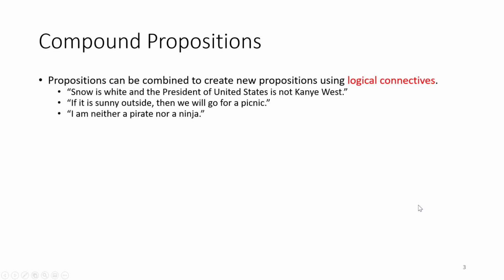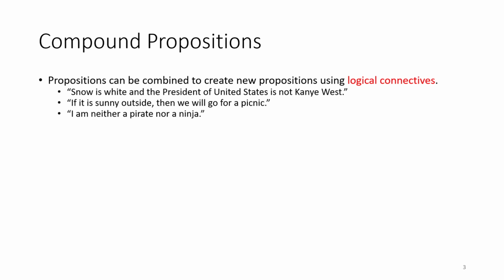All right, here we can now explore these connectives in a little bit more detail. The first idea I want to go with here is that the standard connectives that we use in computer science are and, or, and not. The first one here: snow is white and the President of the United States is not Kanye West. I've taken two sentences from the previous examples and put them together to make a true sentence.